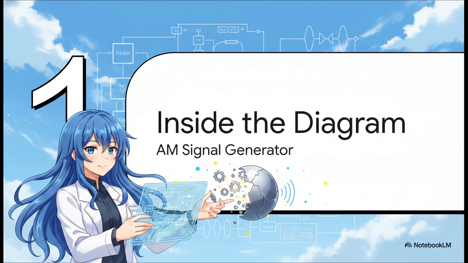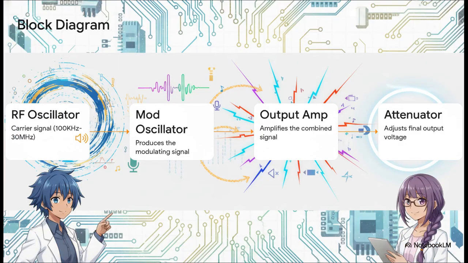Section 1. Inside the block diagram, the AM signal generator. Right, let's trace the fast-paced journey of a signal through the system. We kick things off at the RF oscillator, which generates a high-frequency carrier signal, typically sitting between 100 kHz and 30 MHz. Next up, we introduce the modulation oscillator, and that provides the actual message we want to attach to our carrier. These two combine and hit the output amplifier, which is a wideband amplifier designed to significantly boost our newly modulated signal. Finally, it travels right into the attenuator for fine-tuning before it exits the machine.